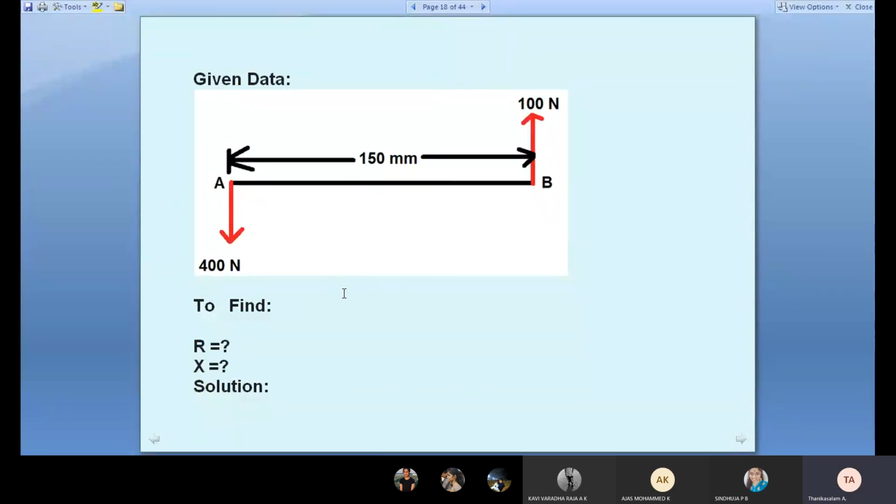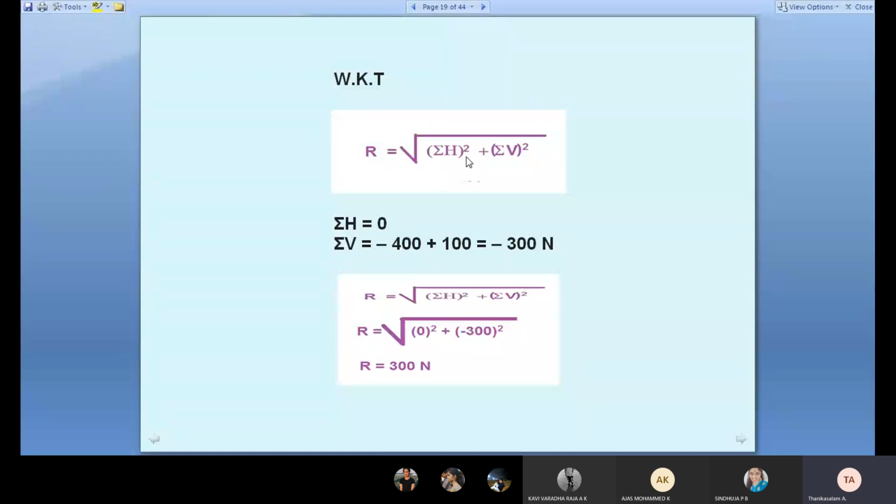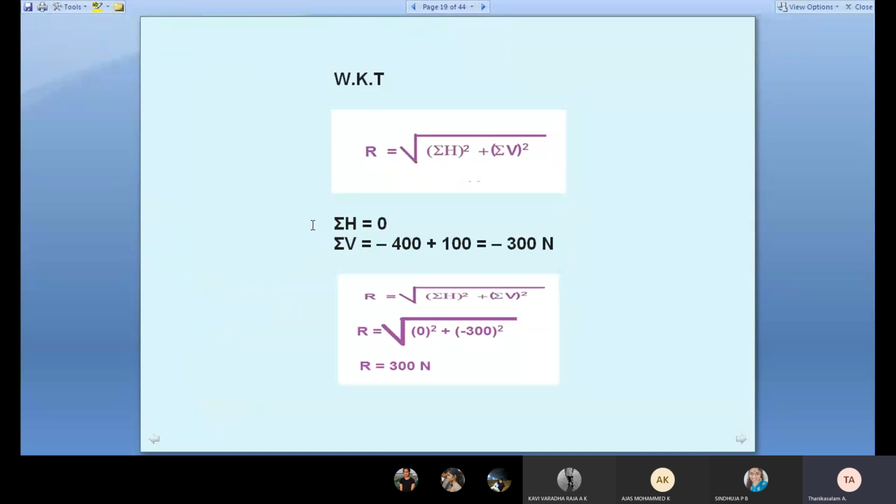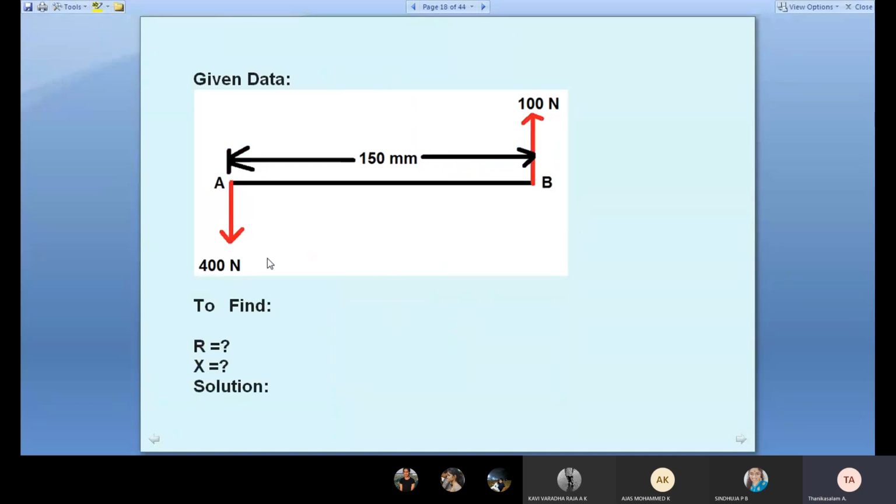Okay, so we know the resultant formula R equal to square root of summation of H square plus summation of V square. So there is no horizontal force. That's why I have written summation of H equal to 0. Summation of V means adding all vertical forces. What are the vertical forces?